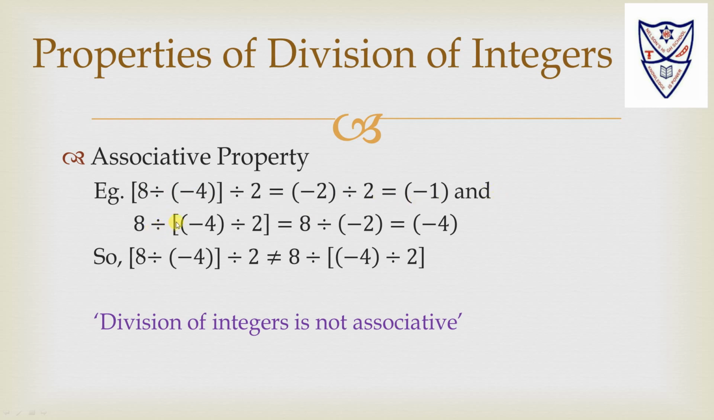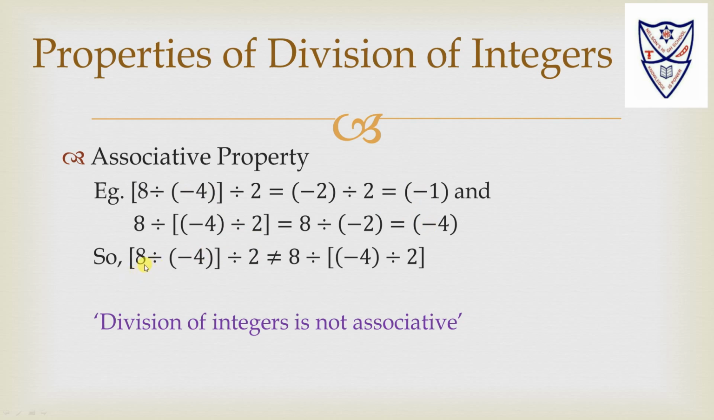And now we will change the brackets. Now 8 divided by, in the bracket, minus 4 divided by 2. Minus 4 divided by 2, minus and plus we will get minus, and 4 divided by 2 you will get 2, so it is minus 2. Now 8 divided by minus 2, again plus and minus, so minus, and 8 divided by 2 it is 4, so the answer is minus 4. So here we can see that when we change the brackets in division, at the end we will not get the same value.